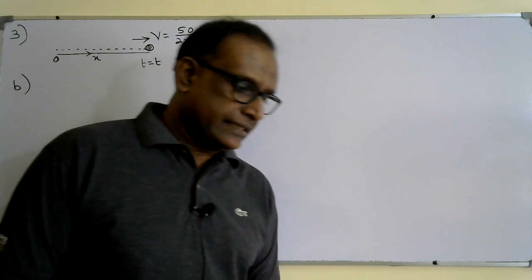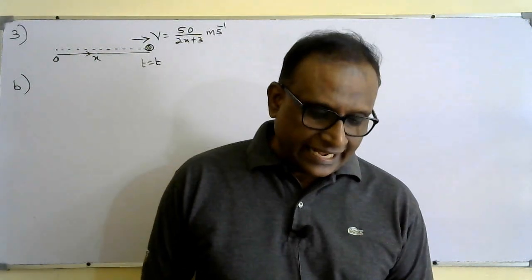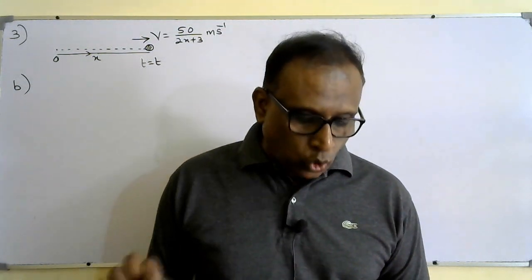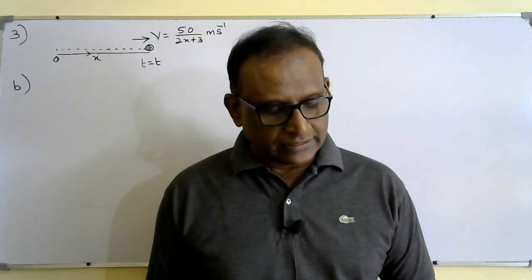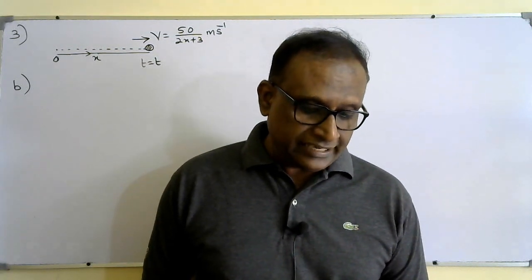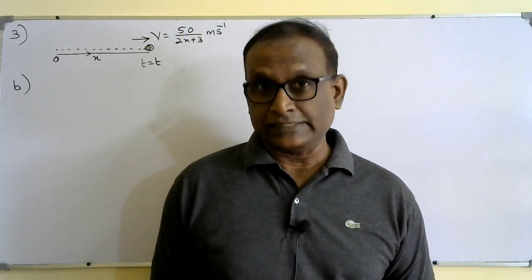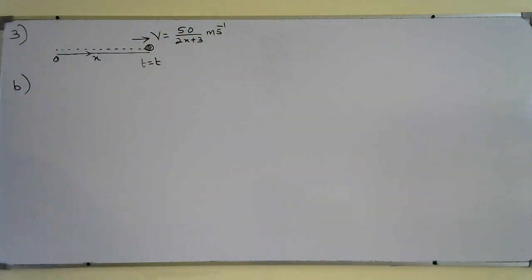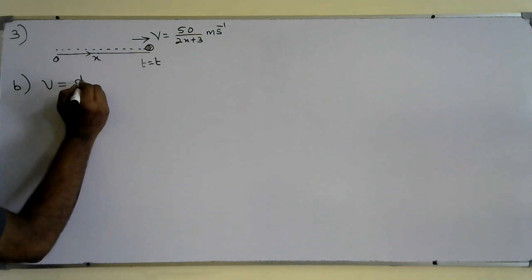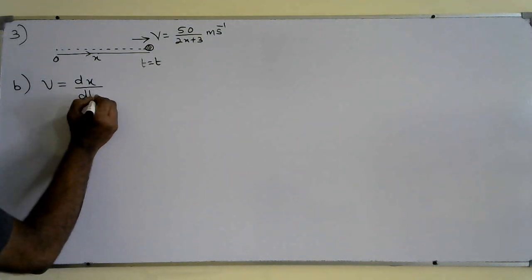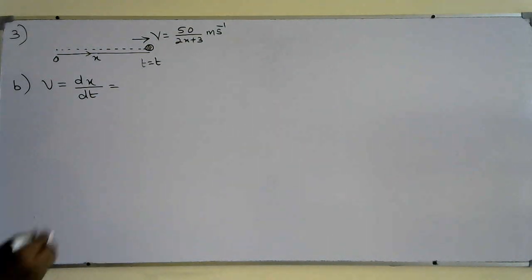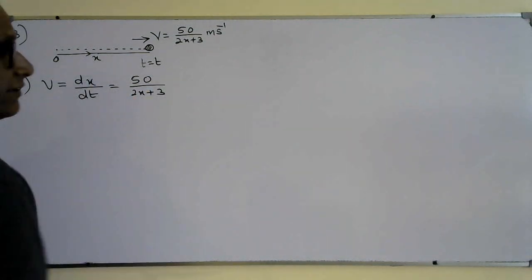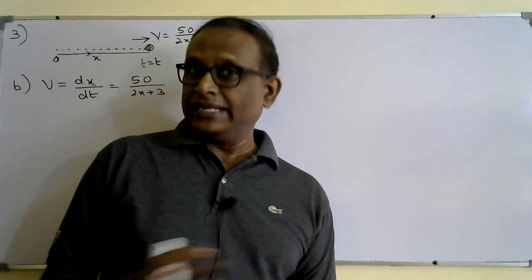Okay, so it's the same question, number 3 B part. Given that x equal 4 when t equal 1, that is when t equal 1, the distance from O is 4. Unit not given, doesn't matter. Find the value of t when x equal 12. So we need to get an expression that relates x and t. We know that speed v equal dx over dt, and v is equal to 50 over 2x plus 3.